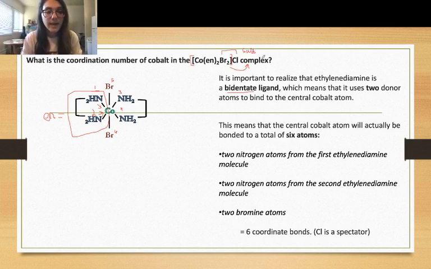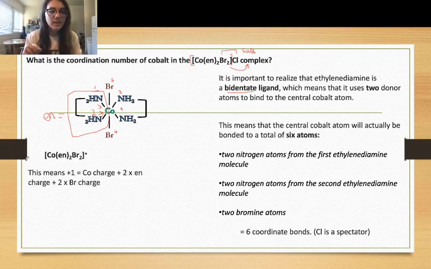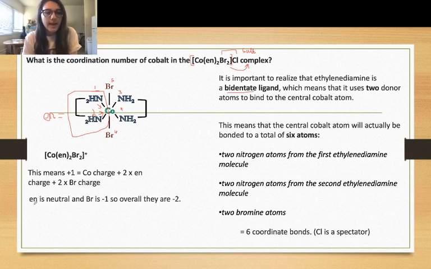Okay, now I want to do the oxidation for this one as well because it might be a bit confusing. So if we look at the oxidation, I know that my actual complex has a +1 overall charge, and that's going to equal the cobalt charge, which I don't know yet, +2 of the ethylenediamines, and then +2 of the bromine charges. Now, the ethylenediamines are going to be neutral. And then the bromine is going to be -1 because, again, it's a halogen. And so the overall is -2.